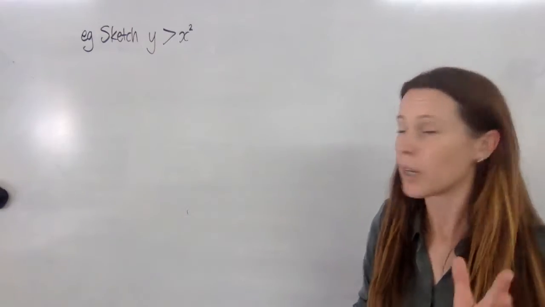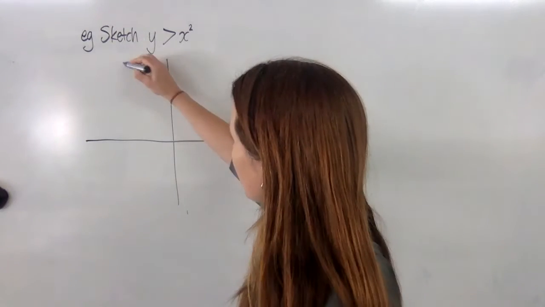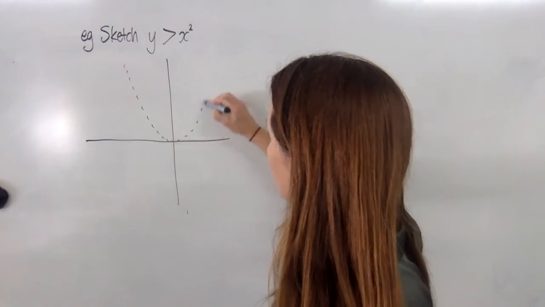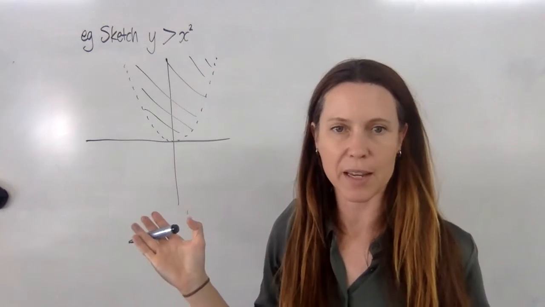And for a quick comparison, if we were sketching this one, we would have done the exact same thing, except we would have a dotted line for our y equals x squared, and we would still have shaded the upper half, and it would look something like that.